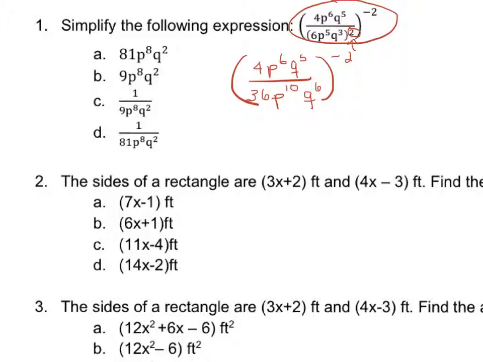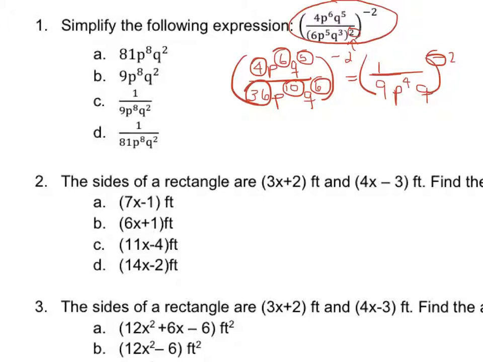Then what I'd like to do is simplify these fractions a little bit. We've got a lot of stuff going on there. So like 4 over 36 simplifies to 1 over 9. With 6 p's on top, 10 on the bottom, that means I've got an extra 4 in the bottom. I've got 5 q's on top, 6 in the bottom, which means I've got an extra q on the bottom. And that's all to the negative 2 power.